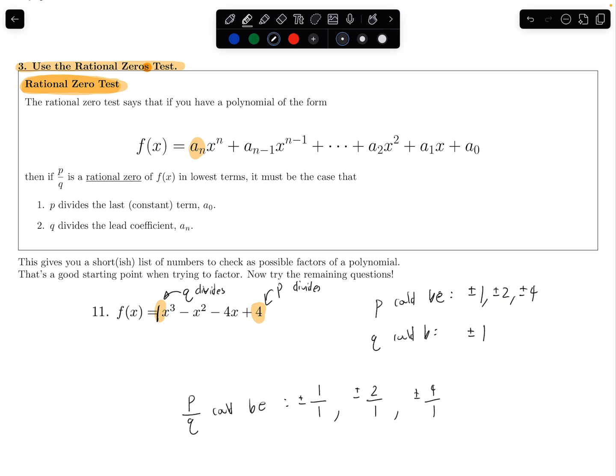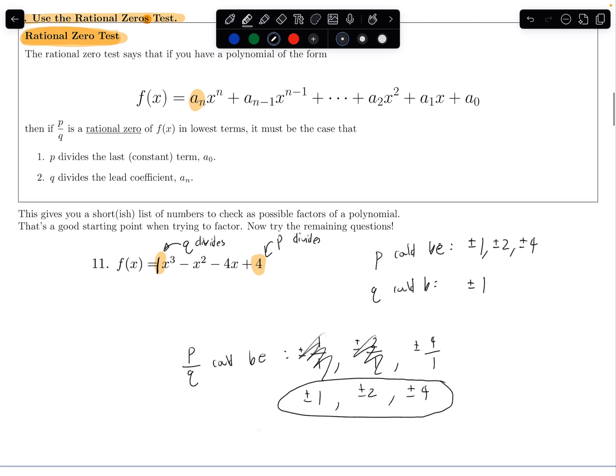In this case, because Q can only divide 1, that makes things simple, right? It means there's no fraction values. So 1 over 1, of course, is just plus or minus 1, so I don't need to write it as a fraction. 2 over 1 is really just plus or minus 2. 4 over 1, of course, is just plus or minus 4. So that means these 6 numbers, 1, negative 1, 2, negative 2, 4, negative 4, are the only possible roots that are rational numbers for that polynomial.